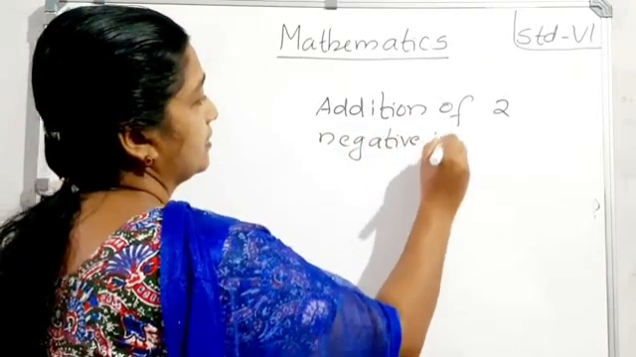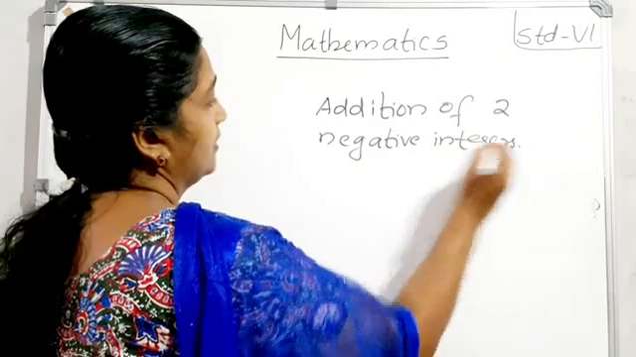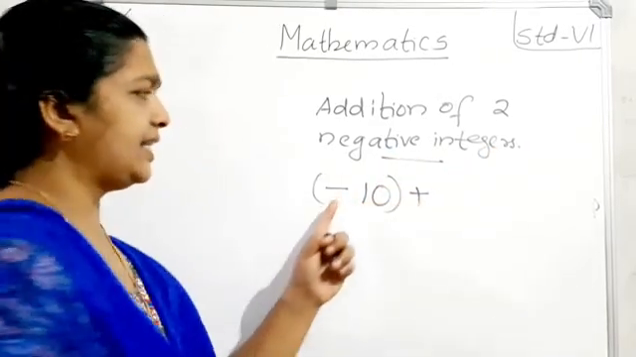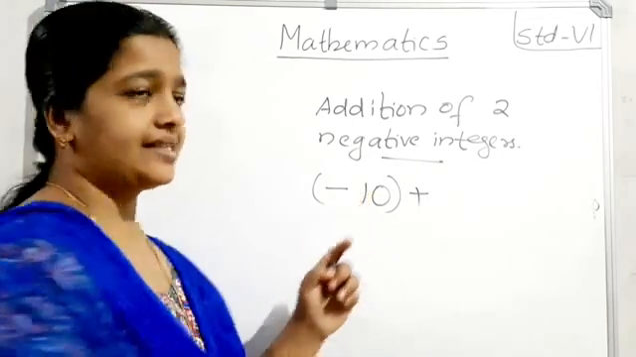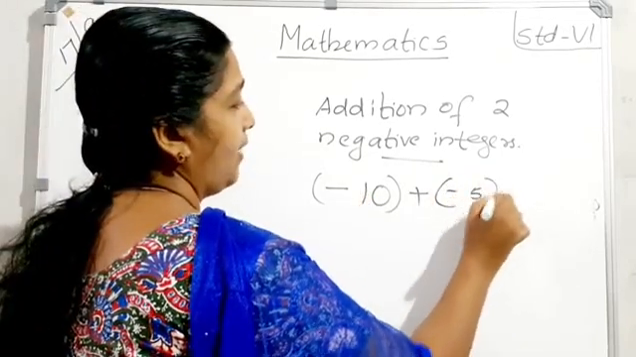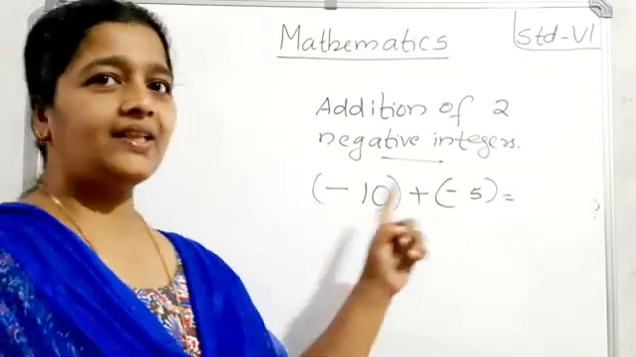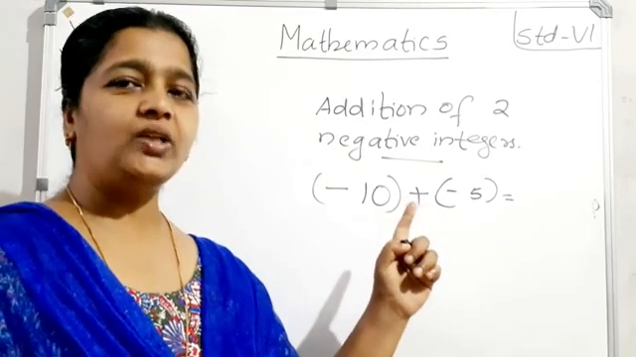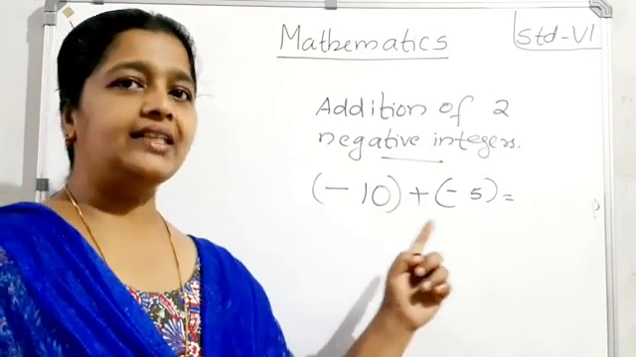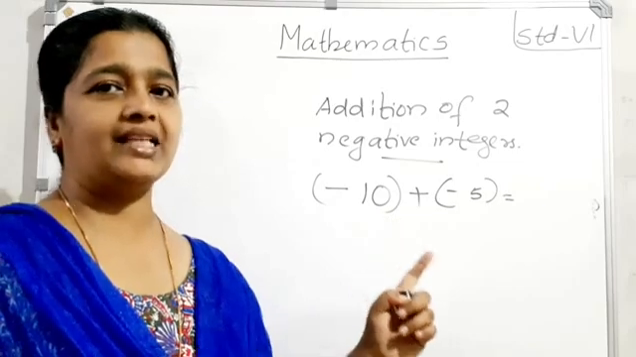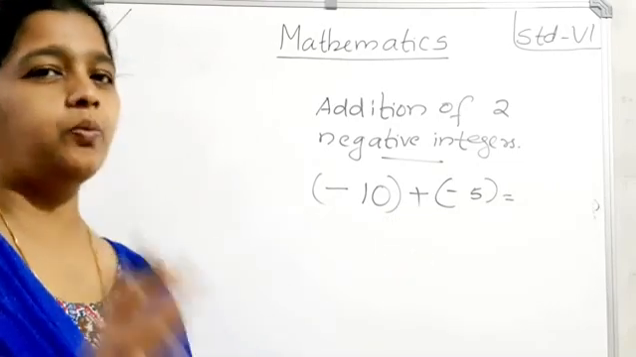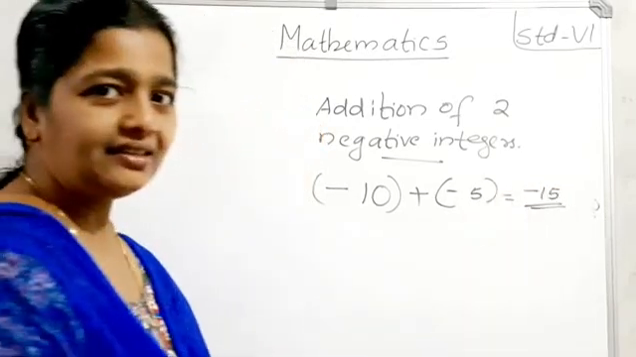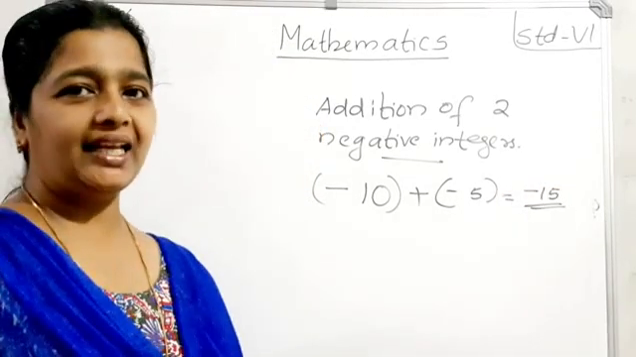Negative integers. Listen. Example: minus 10 plus minus 5. You must represent the symbol minus. Here both numbers are negative numbers. When we add two negative integers, we add the same numbers, that is 10 plus 5, and you must put the minus symbol, that is minus 15. Clear? Must put the symbol minus.